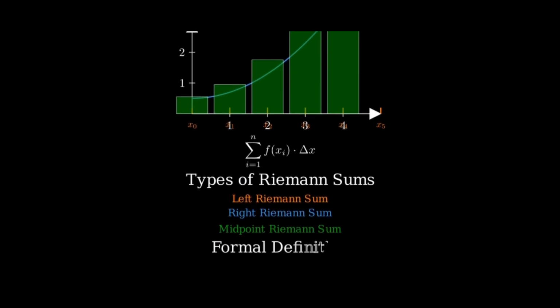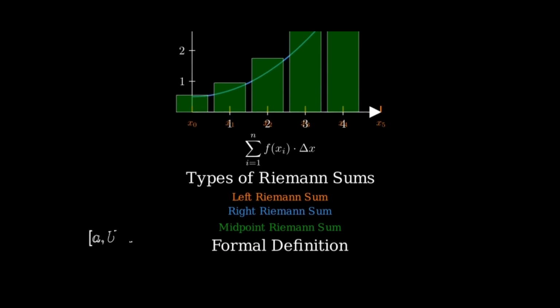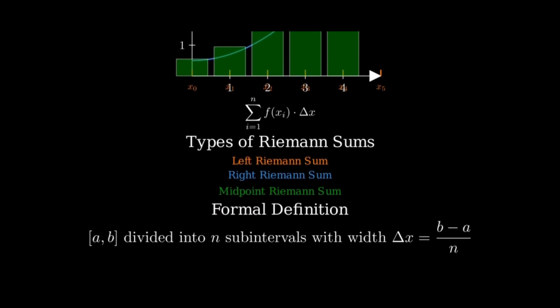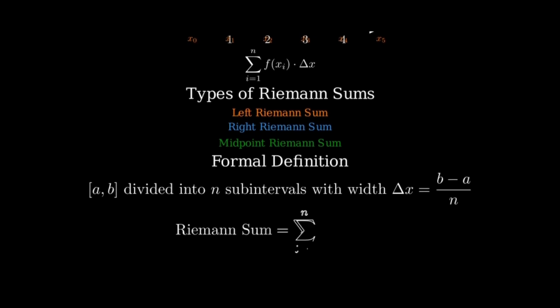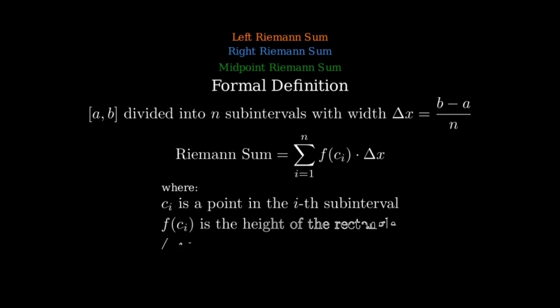Now, let's look at the formal definition of a Riemann sum. Given a function f defined on a closed interval [a, b], we divide the interval into n subintervals, each with width delta x. The Riemann sum is defined as the sum of the function values at specific points in each subinterval, multiplied by the width of the subinterval.